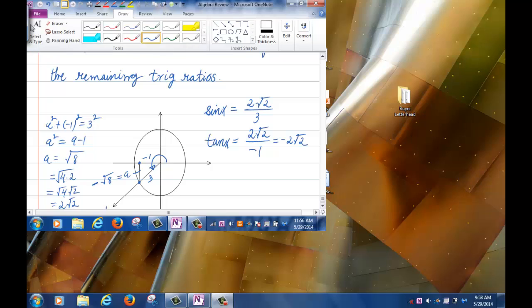A is negative root 8, right? Because the point P, the intersection of the terminal side and the circle, is in the third quadrant, so the opposite is negative. Okay, so it's negative root 8, not positive root 8. When I'm applying, I shouldn't have said negative 1 here.